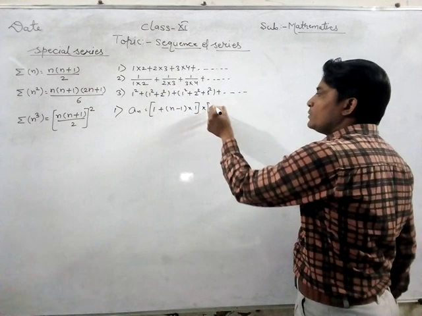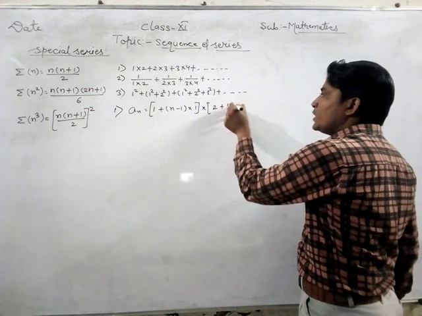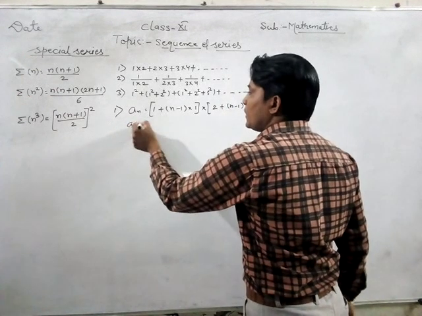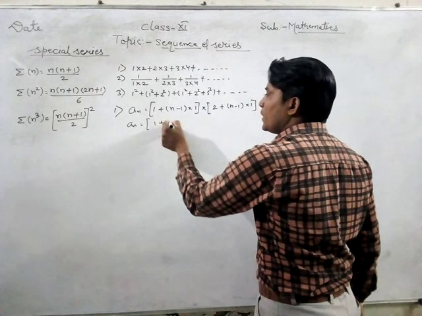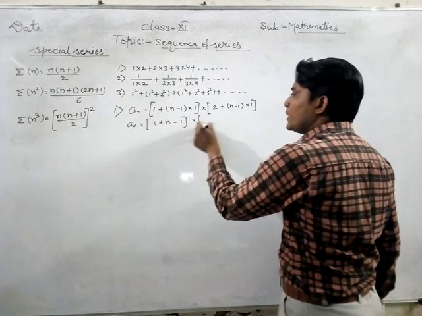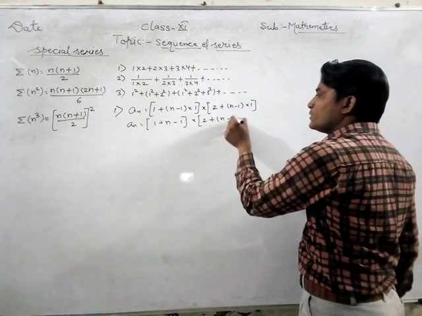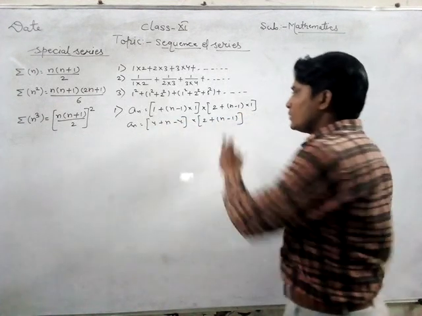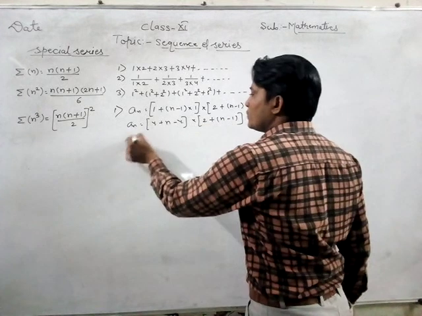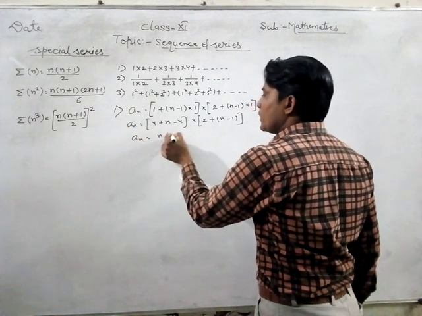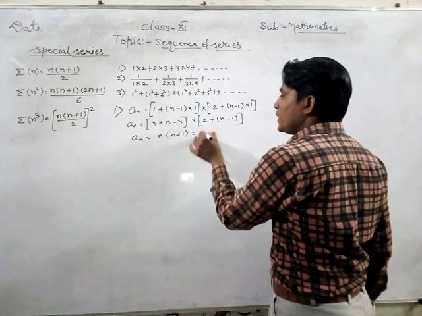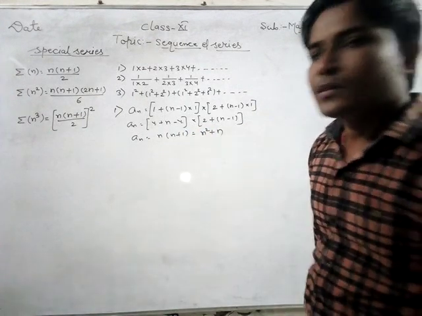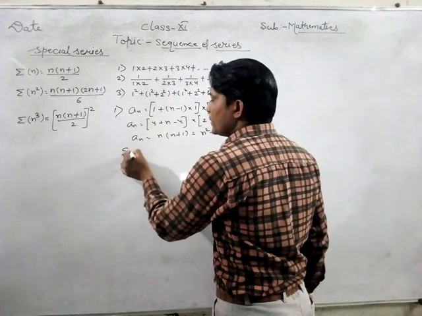So here again, 2 plus n minus 1 into d, where d is 1. So an is 1 plus n minus 1 multiplied by 2 plus n minus 1. Here 1 and 1 cancel out, and 2 minus 1 is 1. So an is n into n plus 1, which means n square plus n. Here the term is n square plus n, because we want to find the Sn.